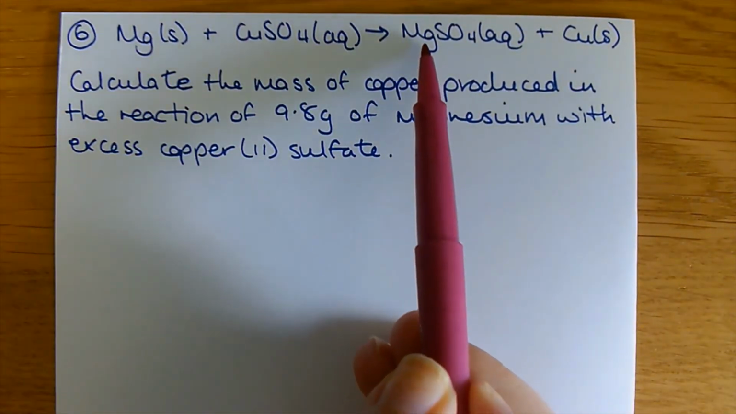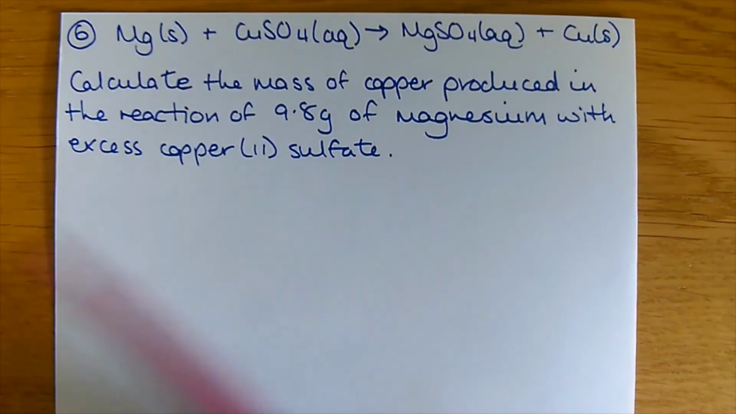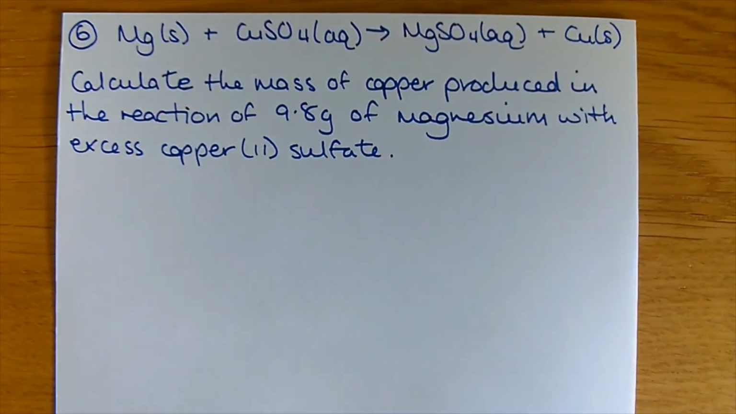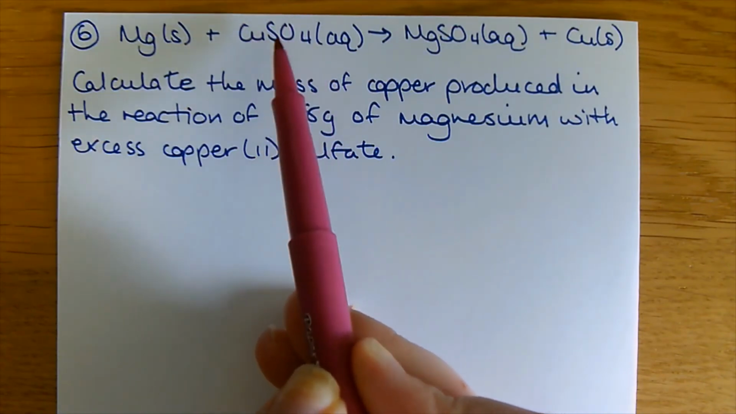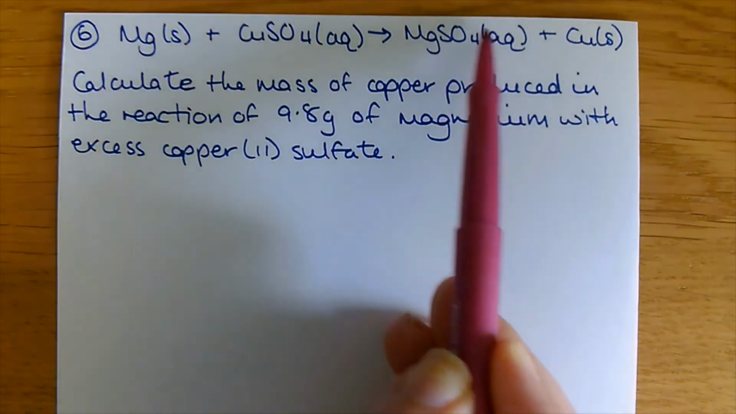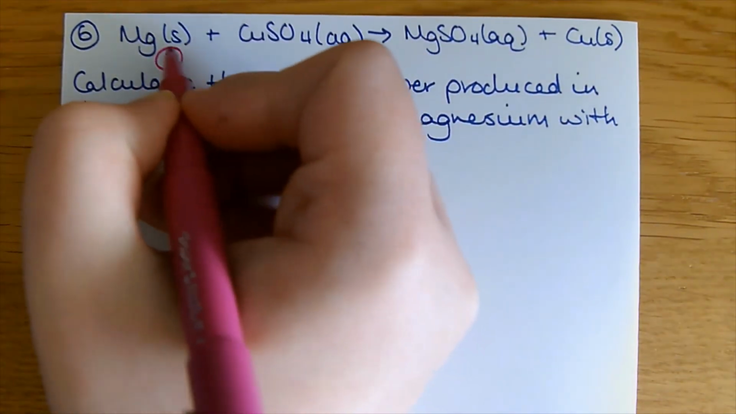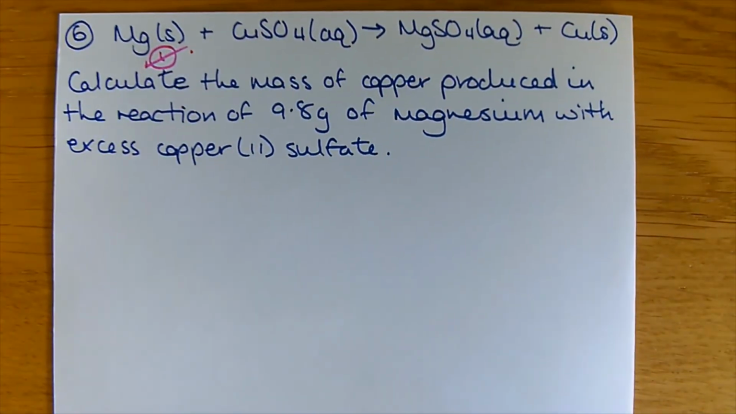1 magnesium, 1 magnesium. 1 copper, 1 copper. And for this, you could just look at sulfate as a group. SO4, one of those on our reactant side, one on our product side. So yes, it is balanced.